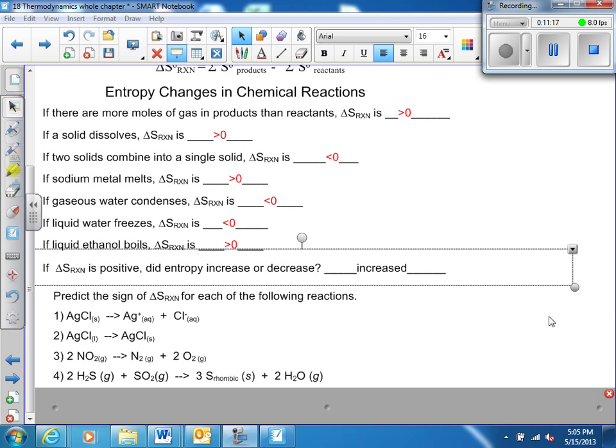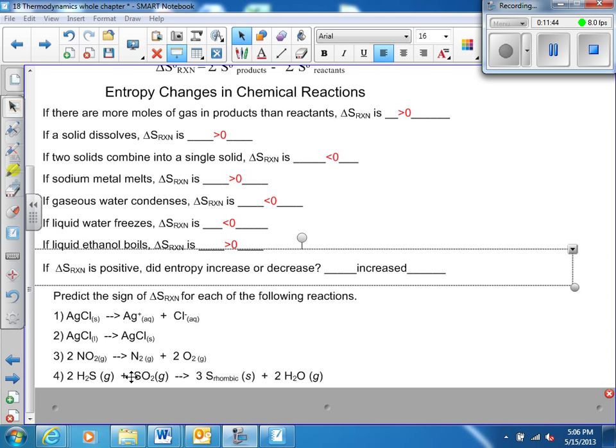Okay, predict the sign of delta S for each of the following reactants. So pause if you want to do this on your own. I'll talk you through this. So solid going to aqueous, don't forget to pause right now. So this has more entropy, delta S is positive, entropy is increasing. Liquid to solid, delta S is negative. 2 moles of gas going to 3 moles of gas. 3 moles of gas has more entropy than 2 moles of gas, so delta S is positive.